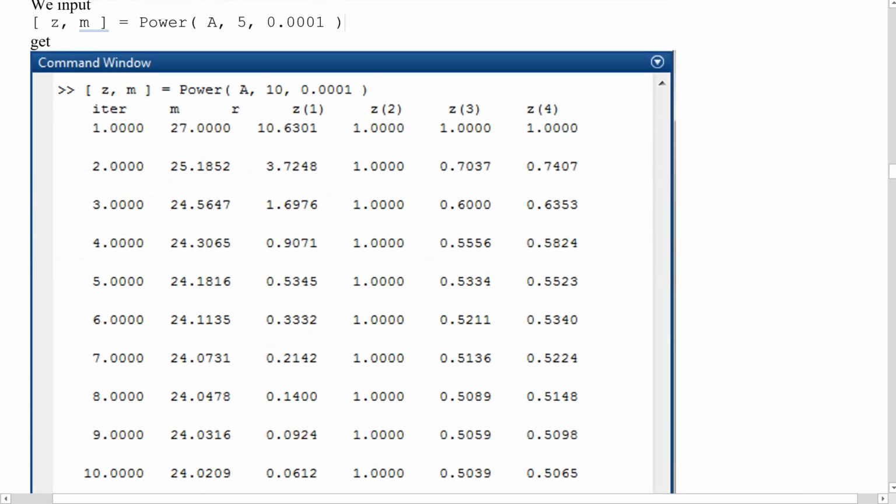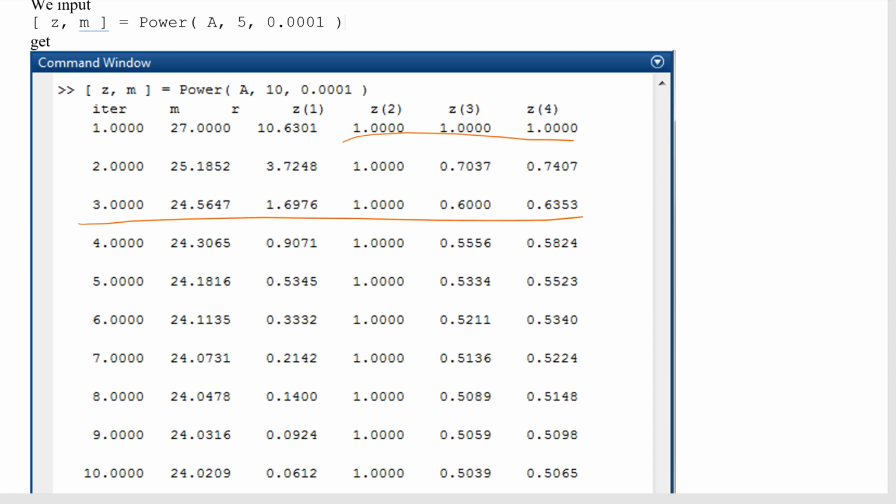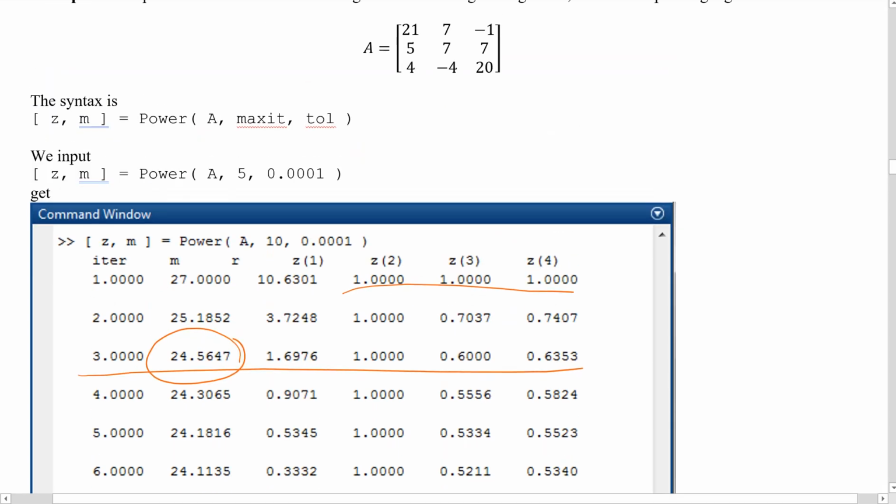So now let's check our answer. See, our first step, our estimated eigenvector, we start with 1, 1, 1, and then we get to the third step. This is our estimated eigenvalue. Do we get 24.5647?